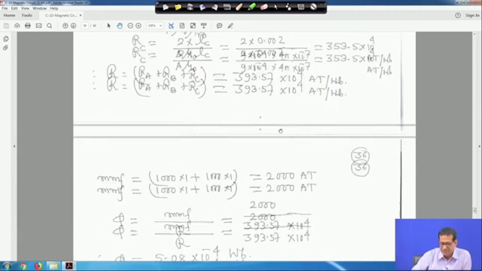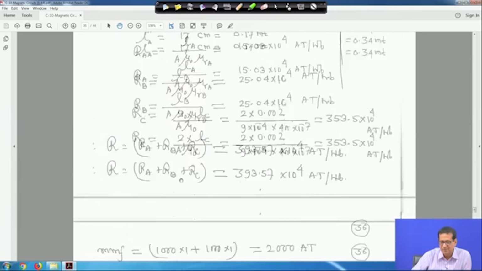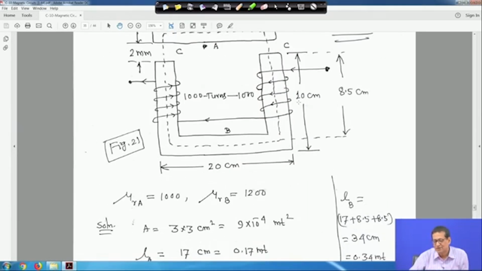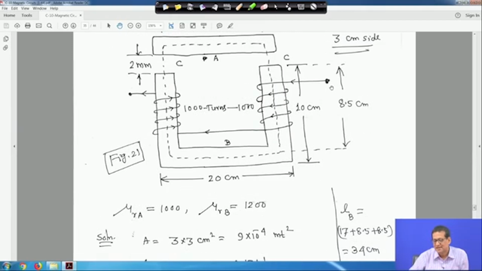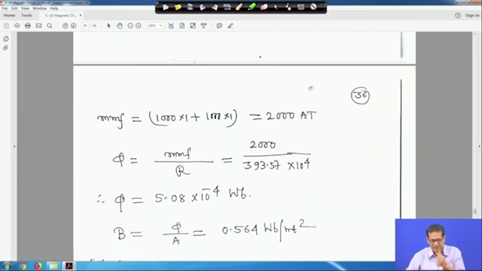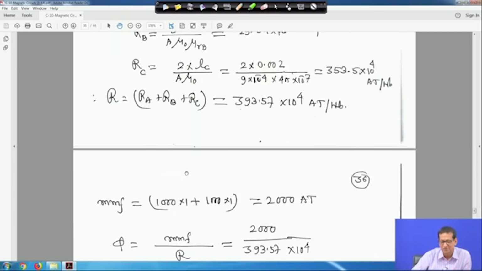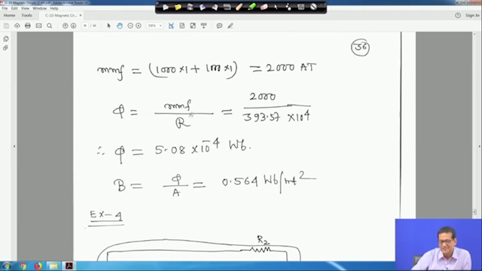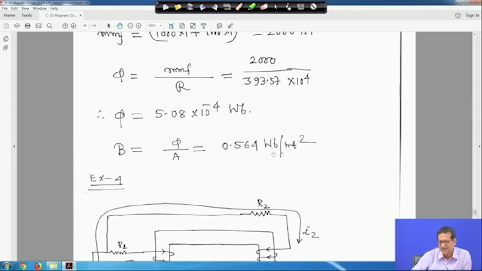So the total MMF will be, the coil is excited by 1 ampere current. This side is 1000 turns, excited by 1 ampere current, right. So in this case it is 2000 ampere turns. So phi is equal to MMF by reluctance, total reluctance we got this one, so phi is equal to this much of Weber, and flux density B is equal to phi by A. The cross sectional area is 9 into 10 to the power minus 4 meter square. So this is 0.564 Weber per meter square, right.